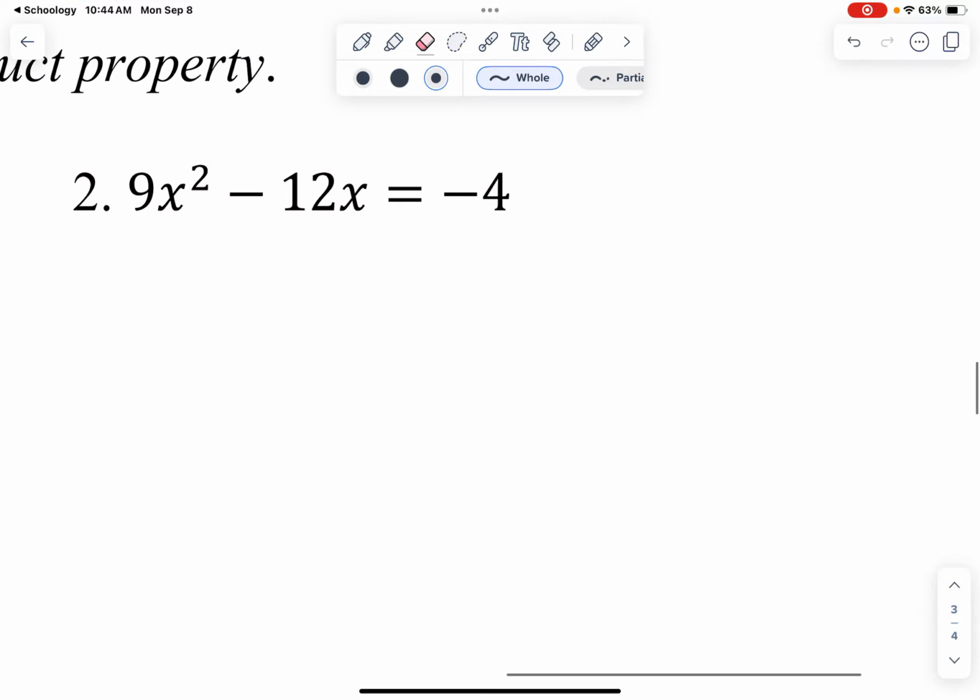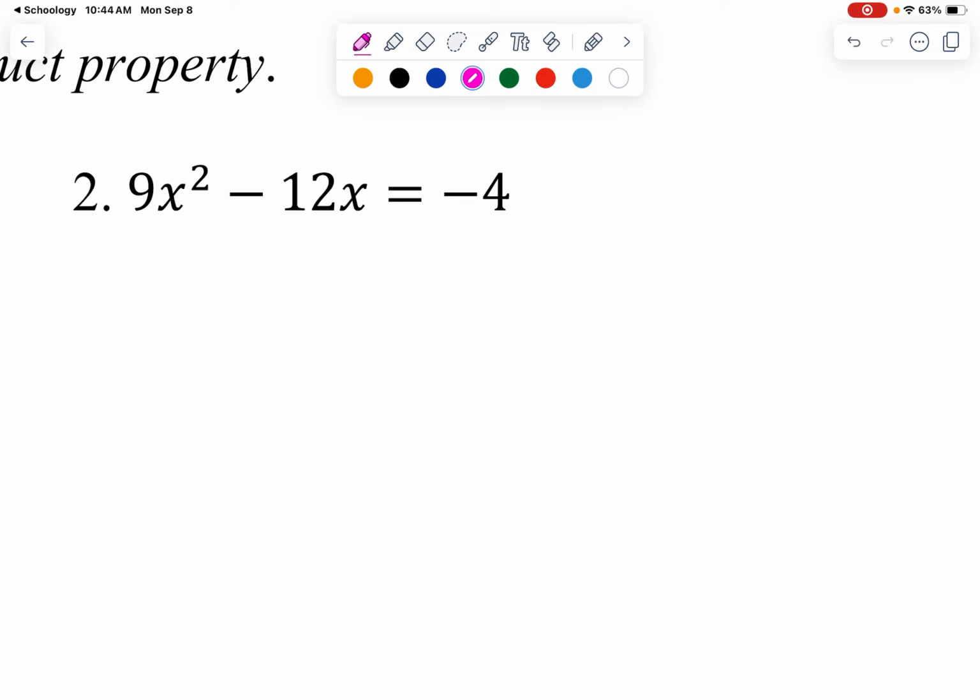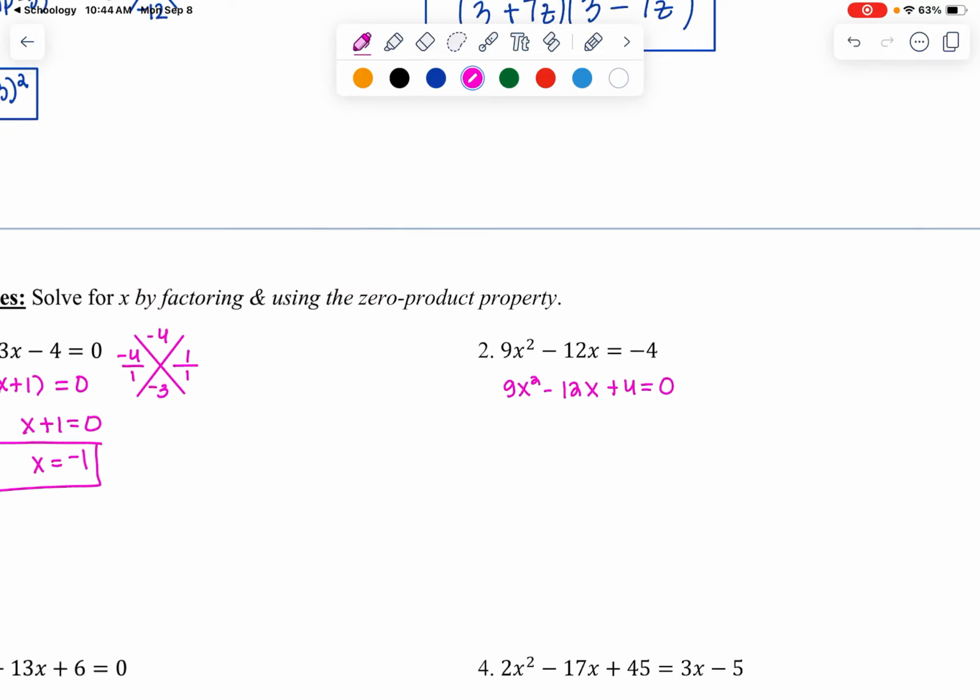All right, here's the next one, right? I see an x squared and an x, so I'm gonna try to factor it, but in order to factor it, it has to be equal to 0. So I have 9x squared minus 12x plus 4 is equal to 0. So we're gonna go ahead and factor this.